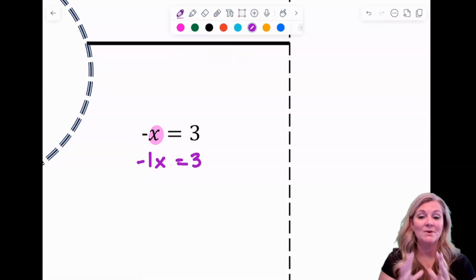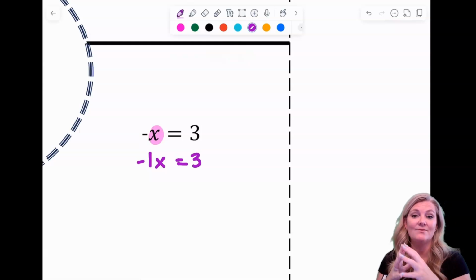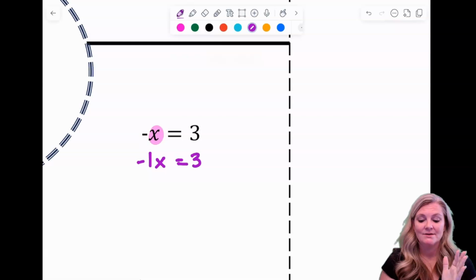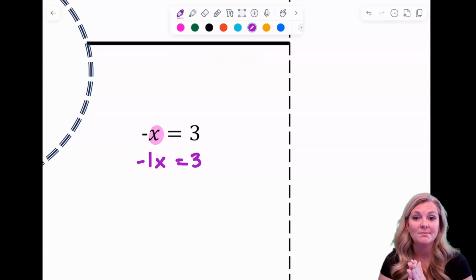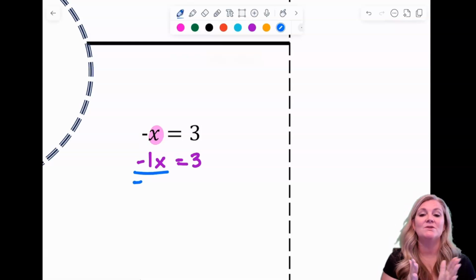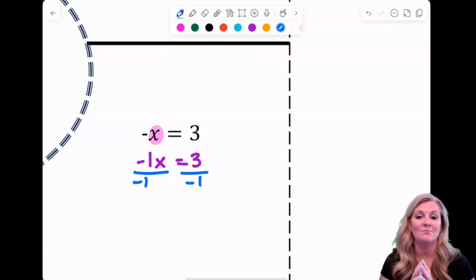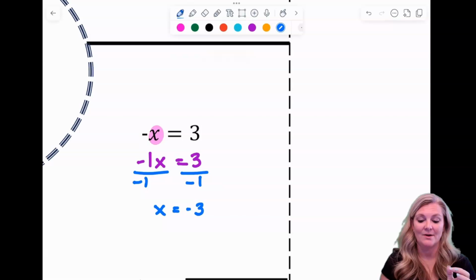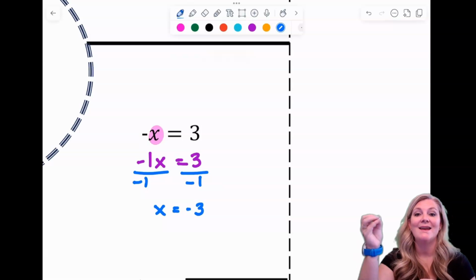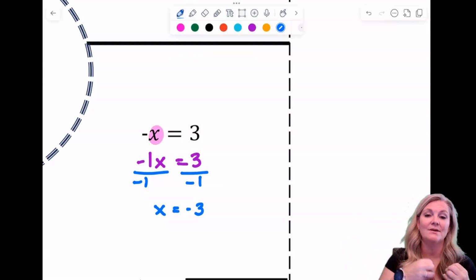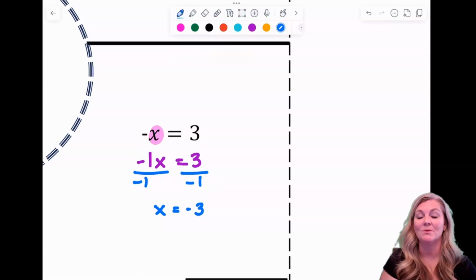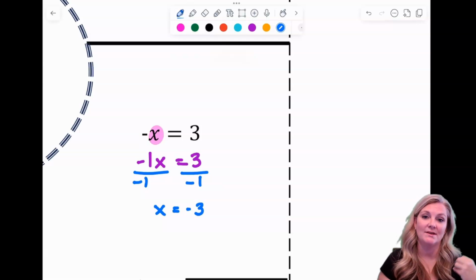So now I can see that that is negative 1 times x. So how do I undo multiplying by negative 1? I'm going to divide by negative 1 on both sides, and I get that x is equal to negative 3. Again, if I were to go back and plug that in, a negative times a negative turns back into a positive, and so that's where we get that positive 3.